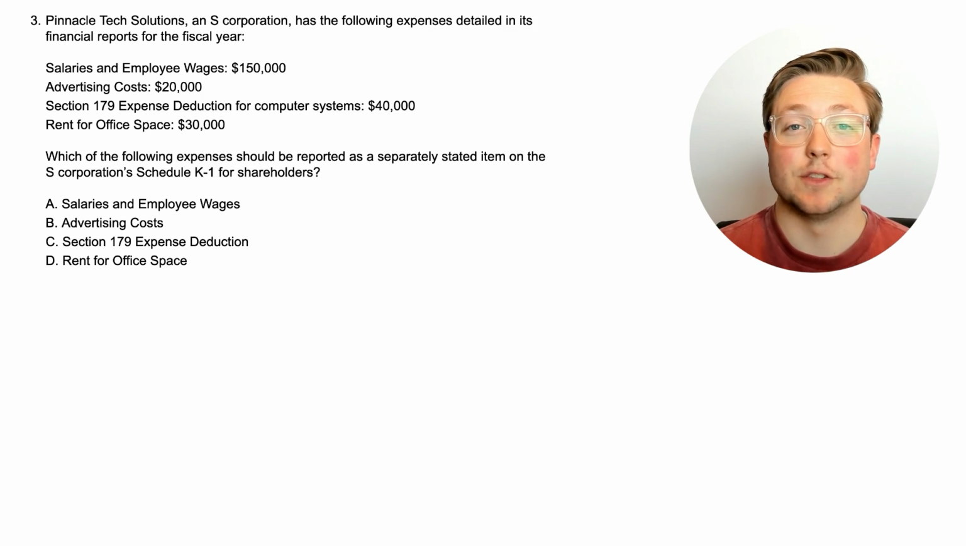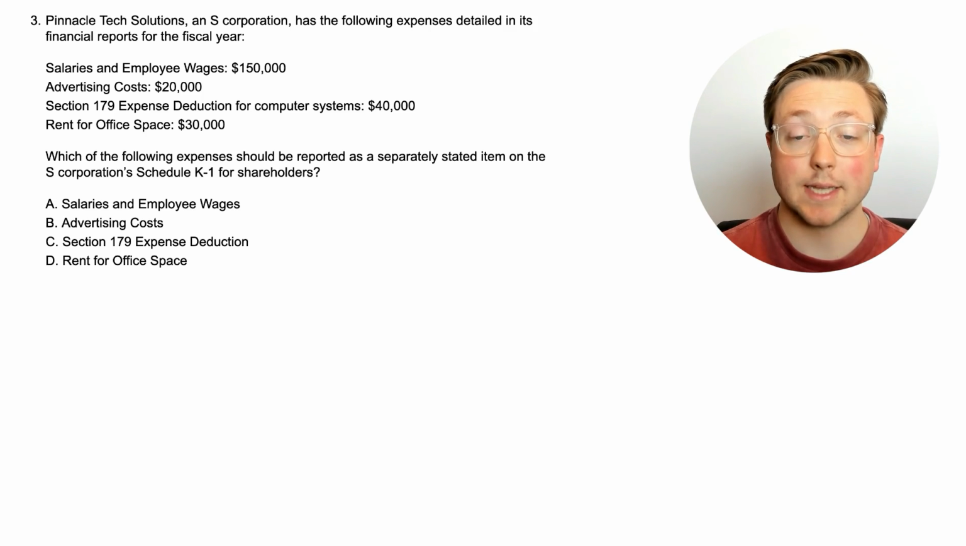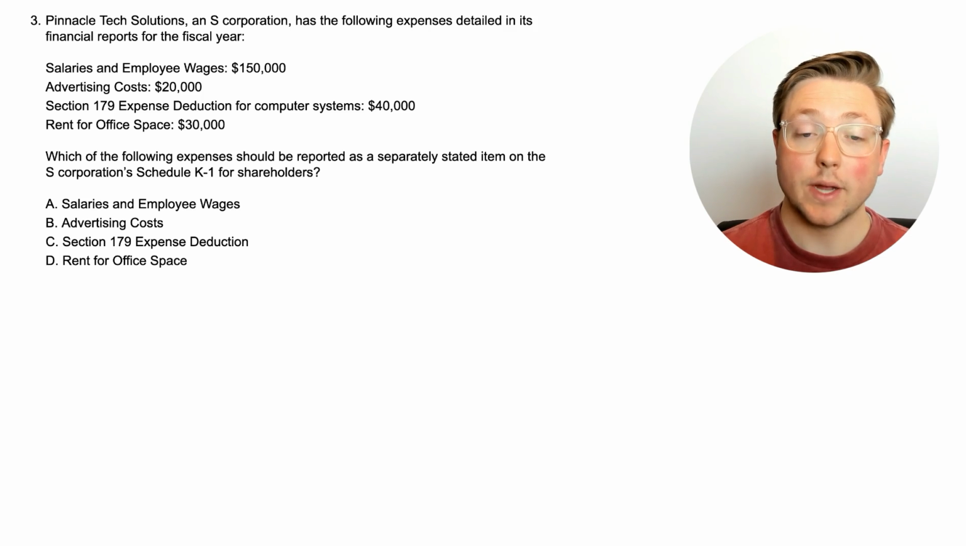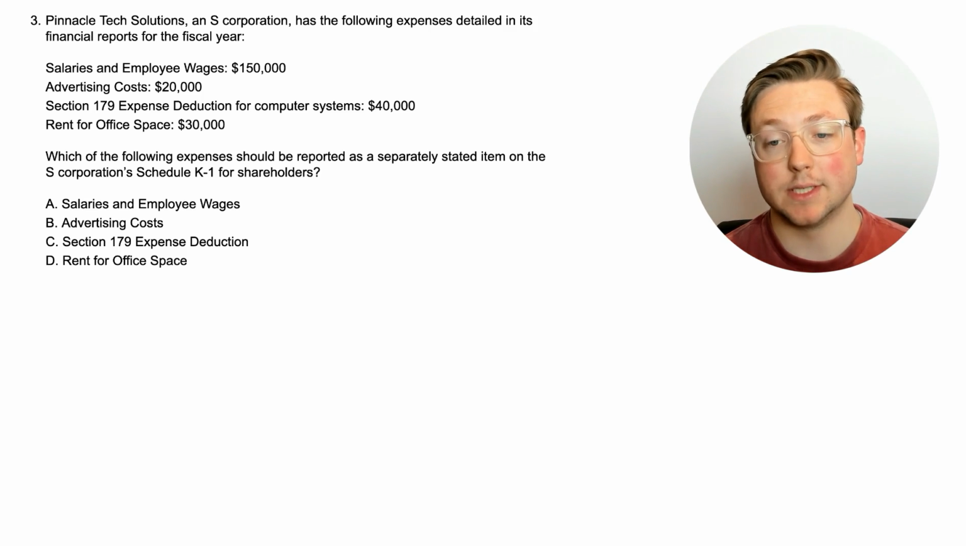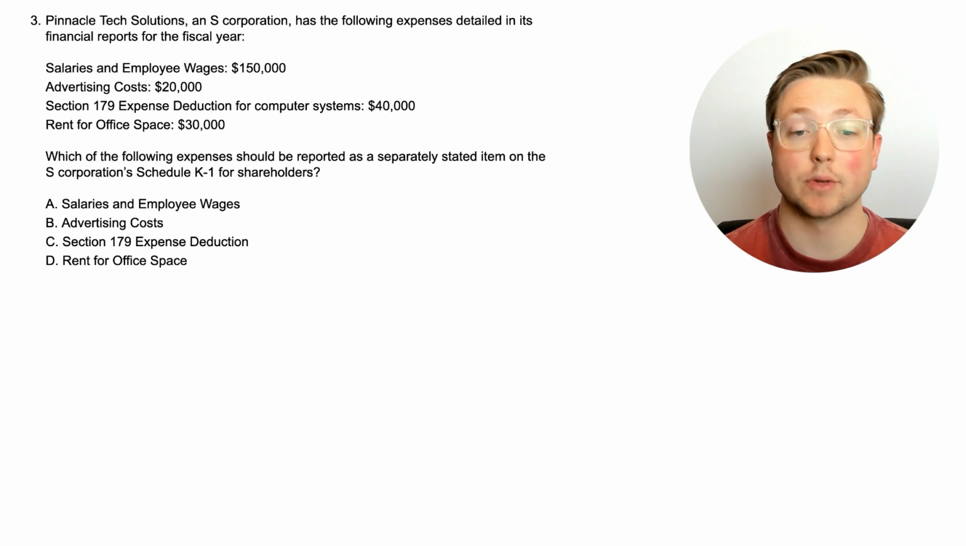Okay, here is question 3. Pinnacle Tech Solutions, an S corporation, has the following expenses detailed in its financial reports for the fiscal year. Salaries and employee wages, $150,000, advertising costs of $20,000, Section 179 expense deduction for computer systems, $40,000, and rent for office space, $30,000. Which of the following expenses should be reported as a separately stated item on the S Corporation's Schedule K1 for shareholders? Okay, before we even get into this, we've learned a lot so far.